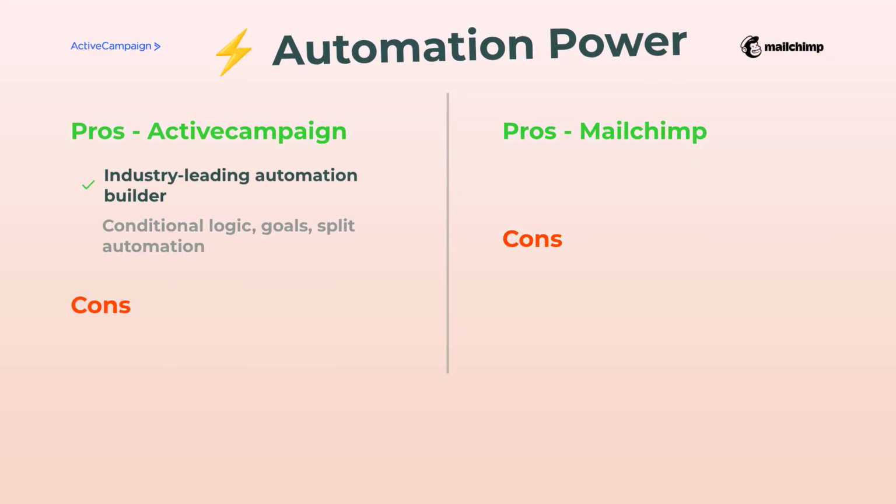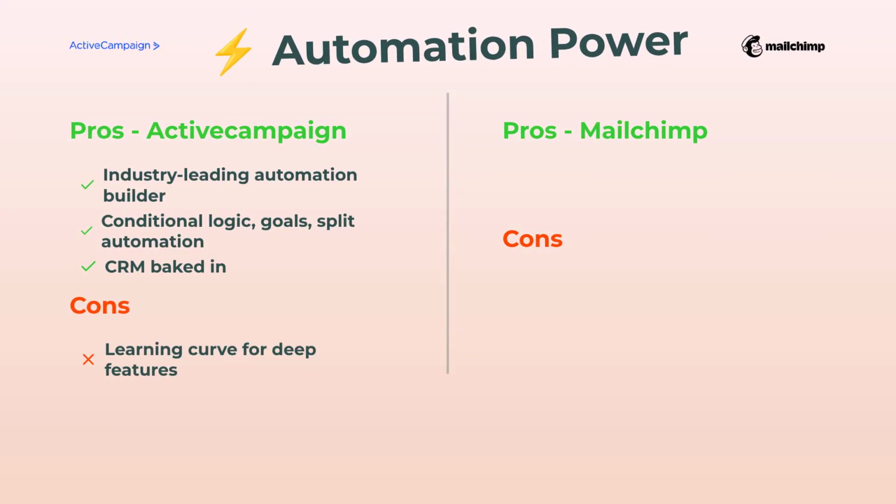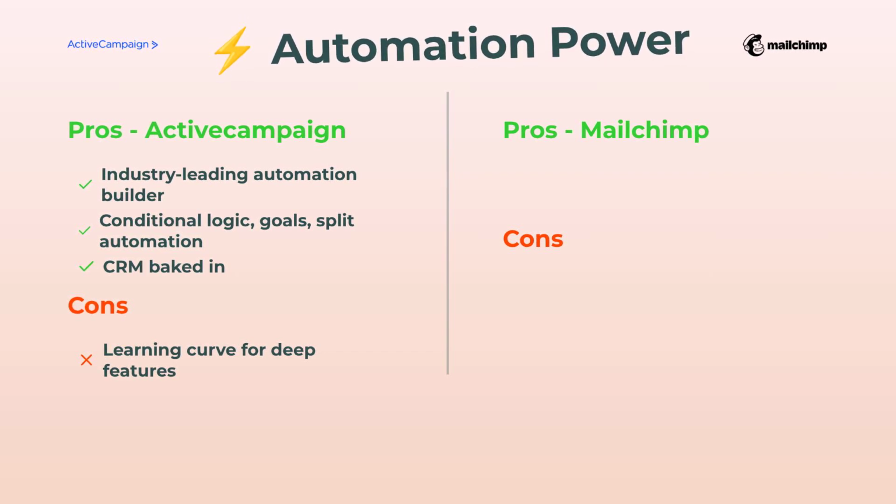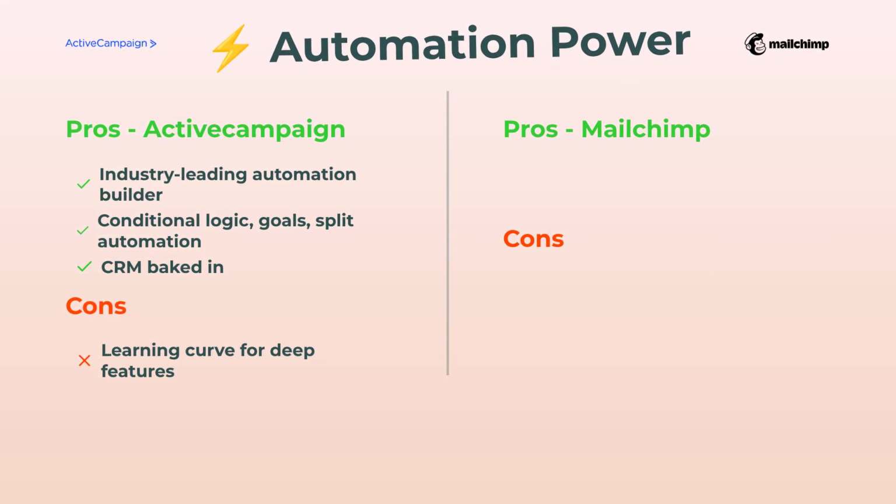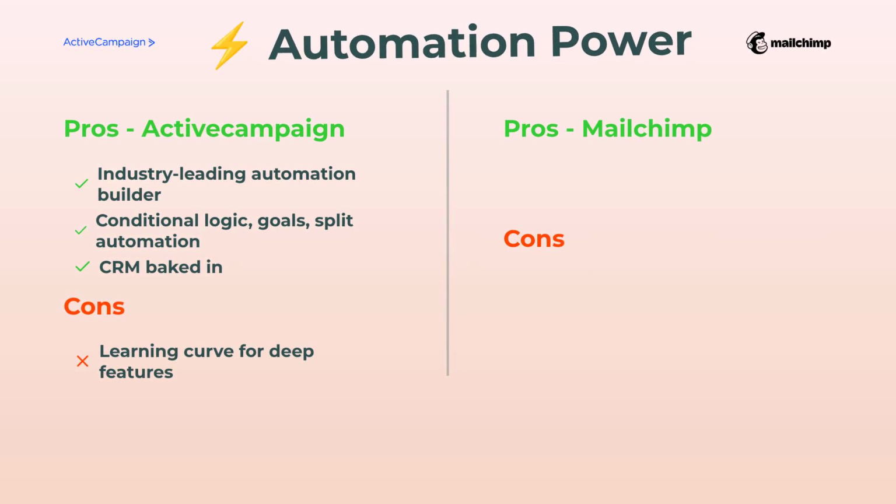Now, automation power, this is where it gets seriously interesting. Activecampaign is like the mad scientist's lab of automation, conditional logic, goals, split automations, you name it. You basically get a full-blown CRM thrown in, which is wild. But fair warning, the deep stuff does have a learning curve.